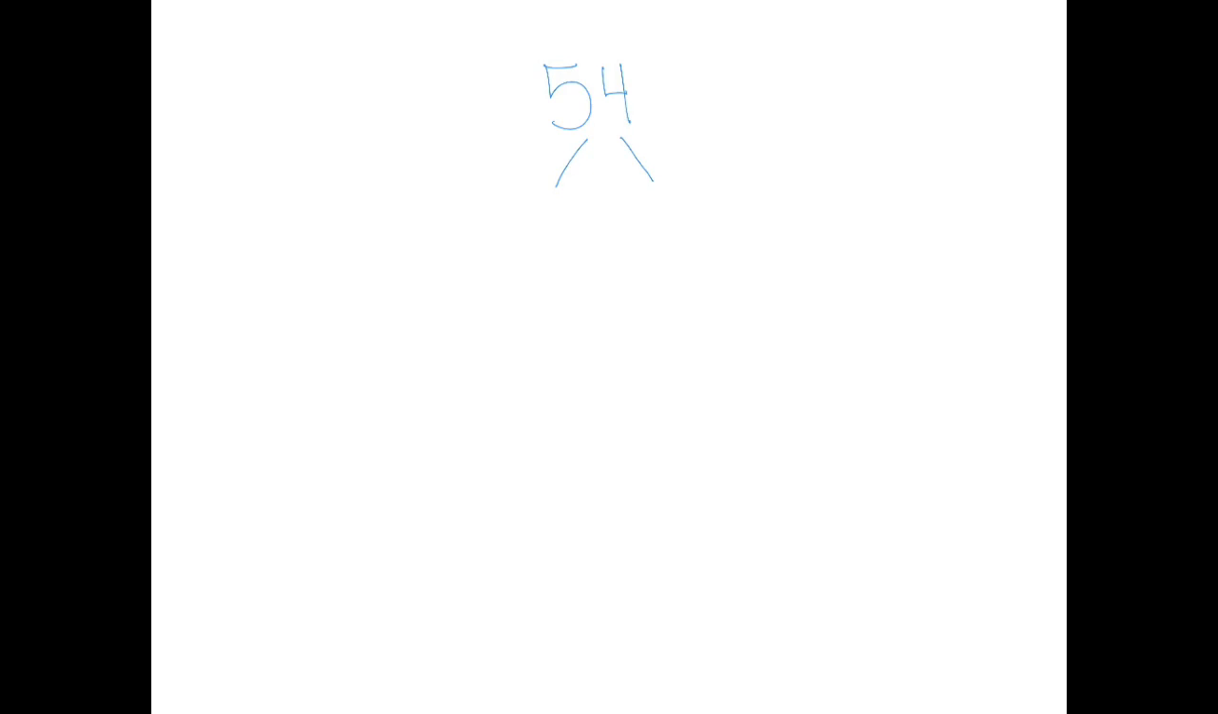We need to figure out something that multiplies to 54. It needs to be 2 whole numbers. So I know that 6 and 9 multiply to 54. So 6 times 9 gives me 54. Now I need to decide if either of these are prime. Remember, prime numbers only have factors of 1 and itself.